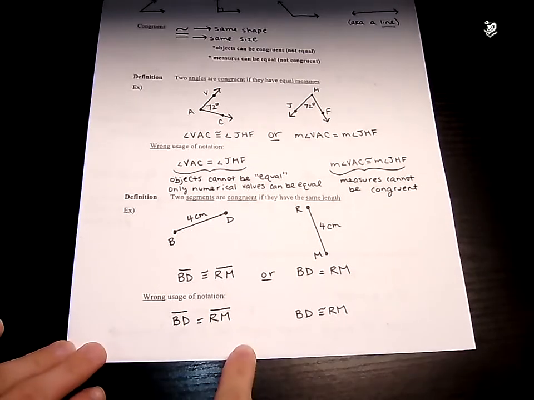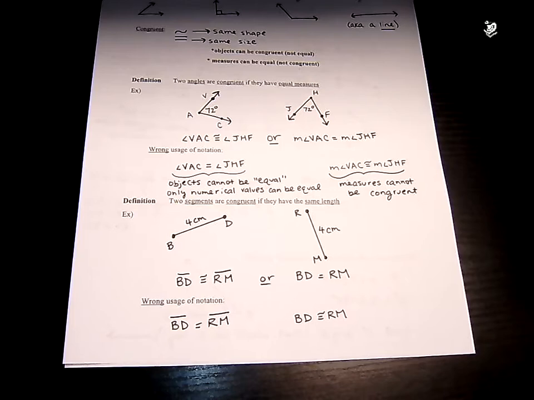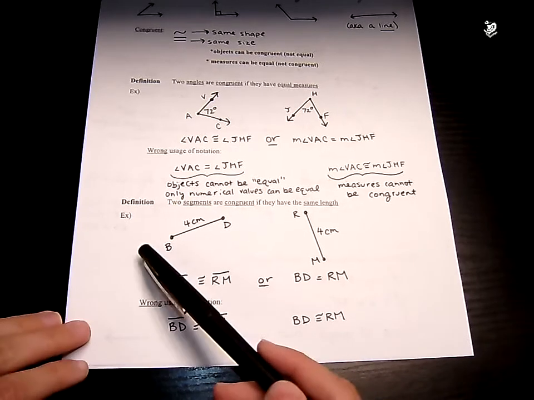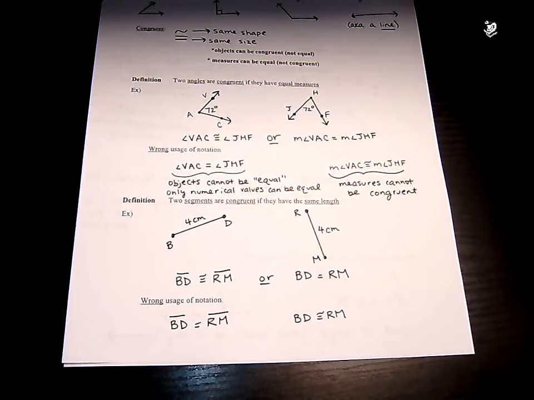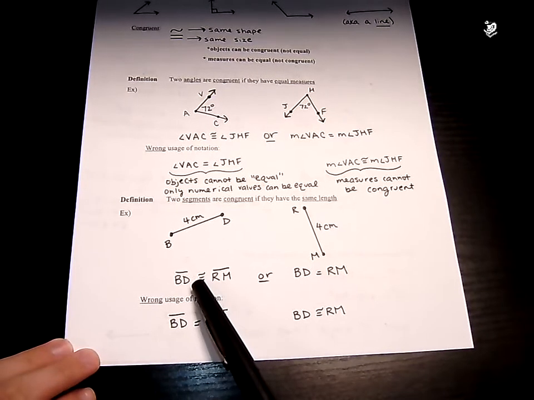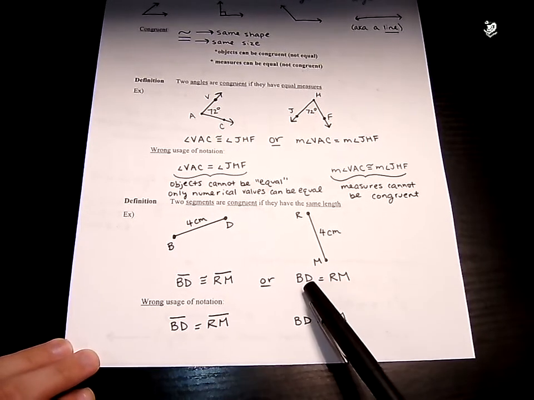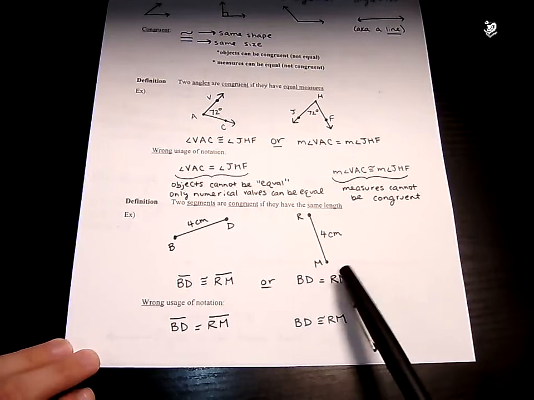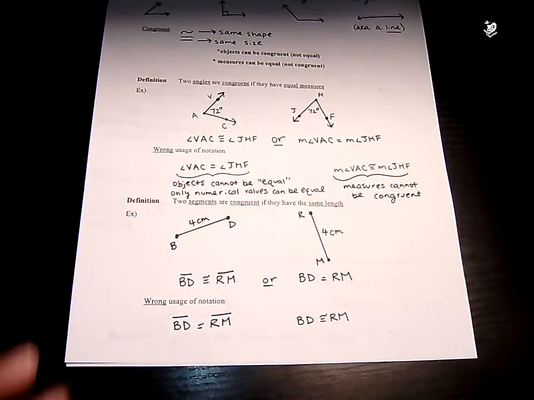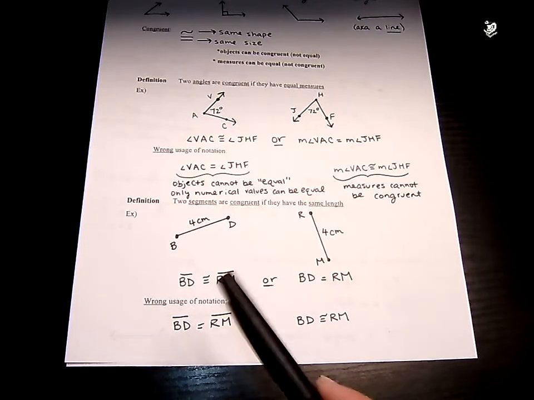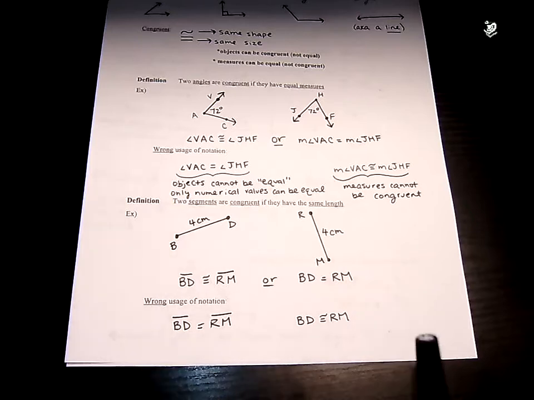The same thing goes for segments. Two segments are congruent if they have the same length. So I have line segment BD and line segment RM. I could say that line segment BD is congruent to line segment RM because I'm talking about the object. But once I talk about its measure or its length, I take away the symbol on top and I say BD is equal to RM. And again, flip-flopping that would give you the wrong usage of the notation. So you just got to be very careful, especially when we get into proofs later, of how you are writing out your objects versus your measures.